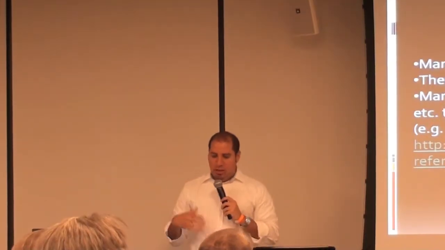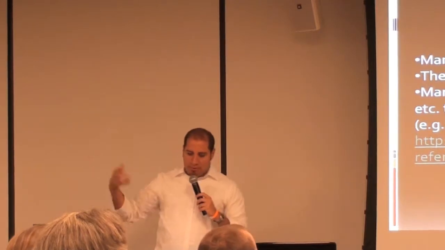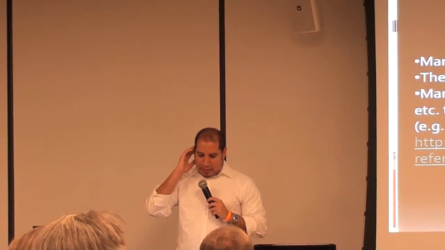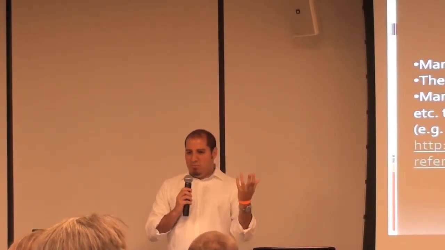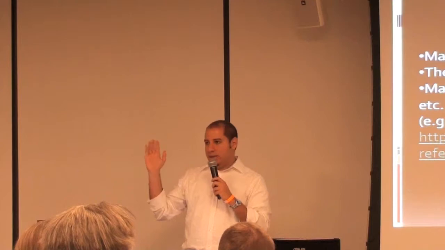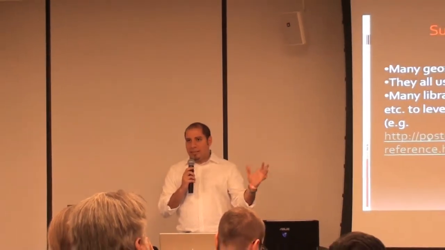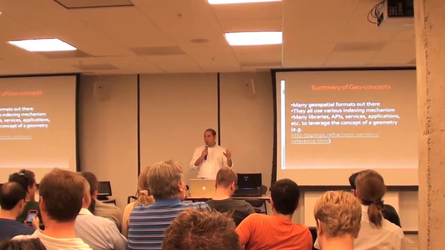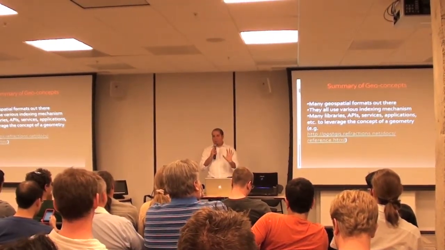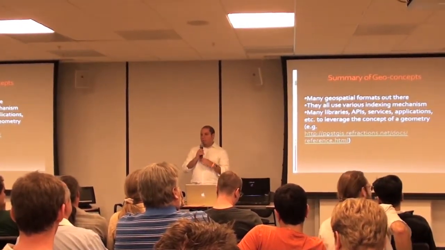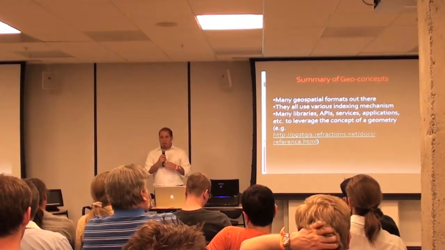And so we have geometries. We have this concept of features. Then we have the idea that for geospatial data, we have various geospatial formats, and they all use different ways of indexing. Some formats include how to represent the data, and other formats are just about representing the data itself. KML tells you how to style it, for example, but a shapefile will not tell you how to style things.